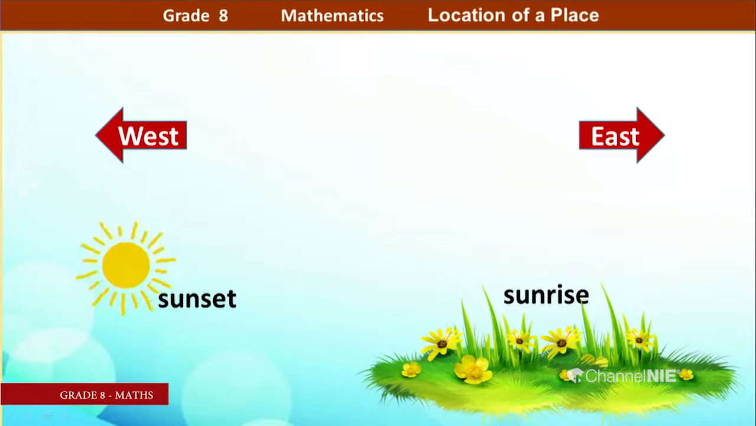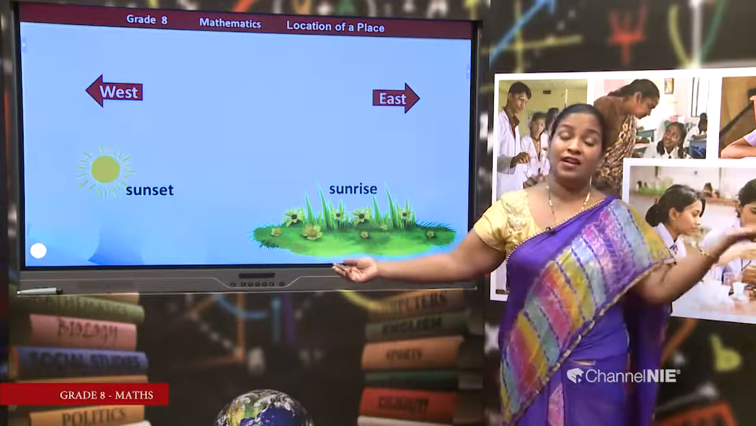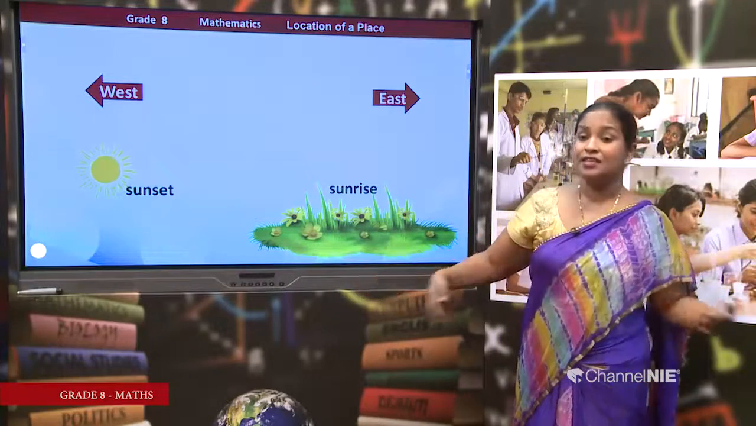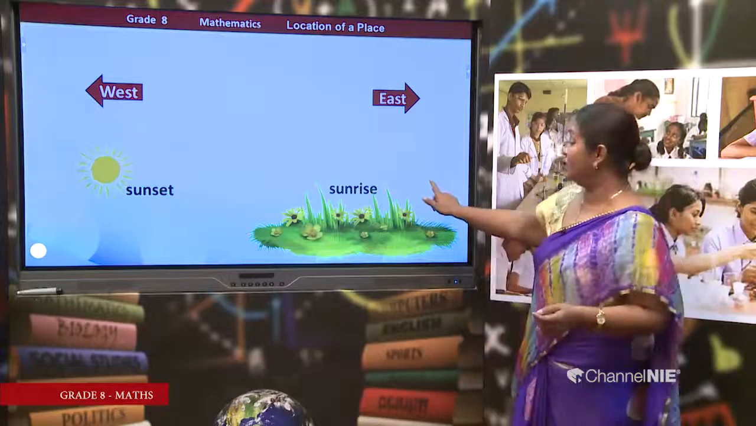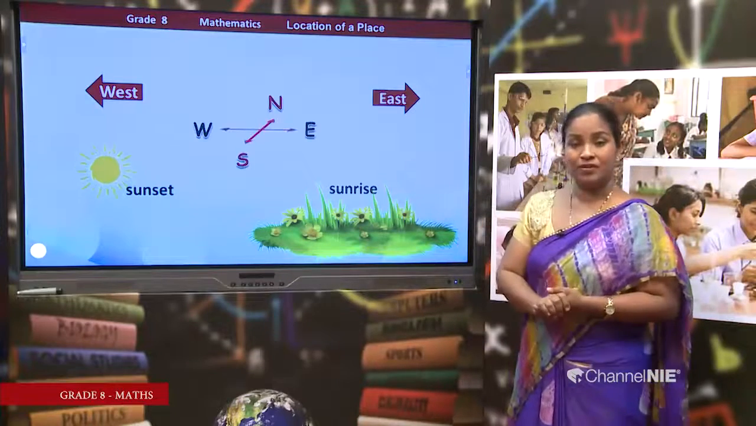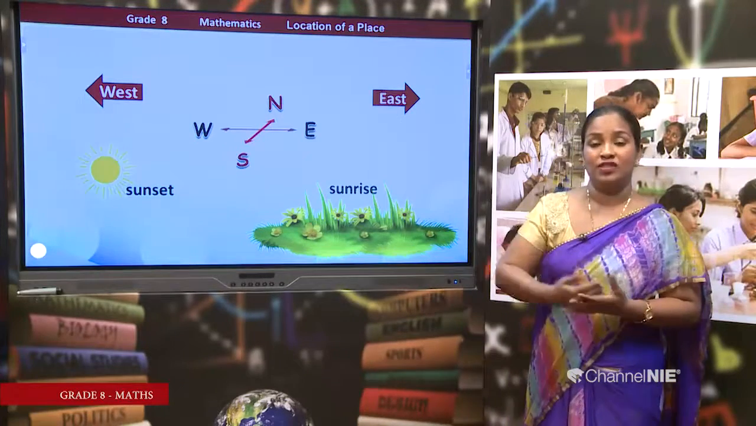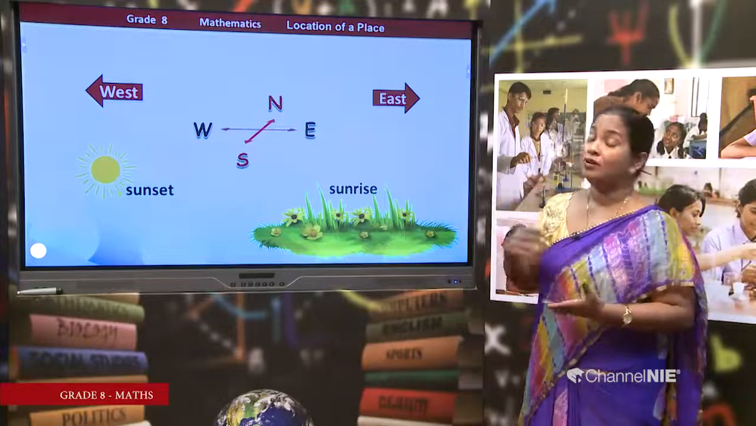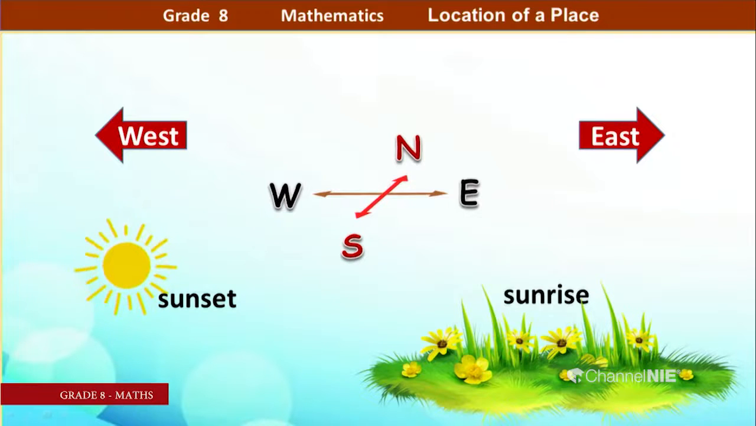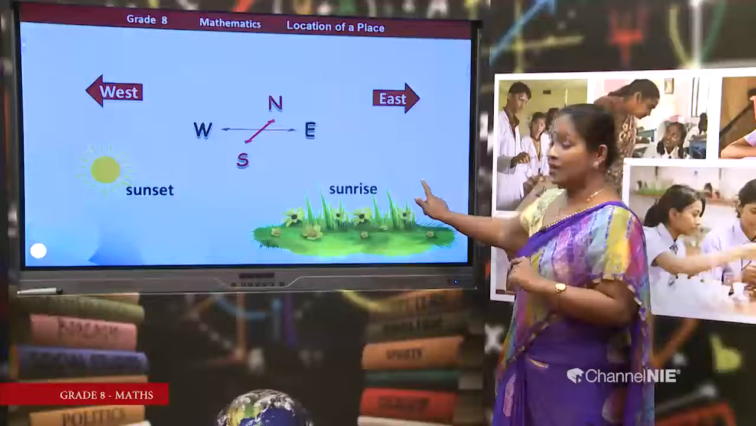If your right hand side is to the west and your left hand side is to the east, you are facing the south direction. When you face south, your back side is to the north. So, you are aware of the basic or main 4 directions. Shall we write them in a diagram?